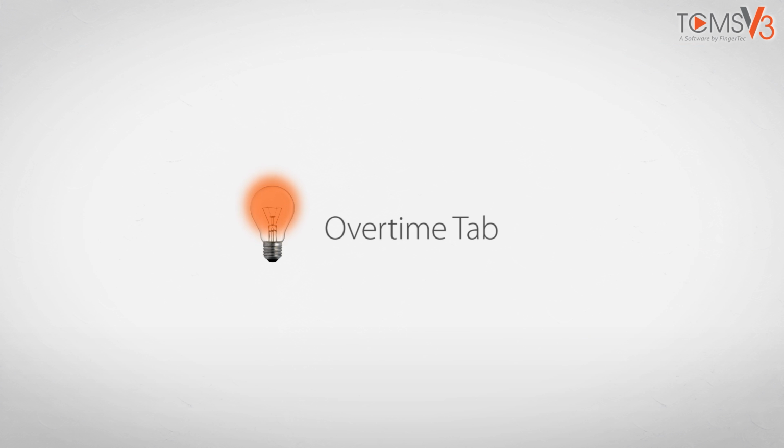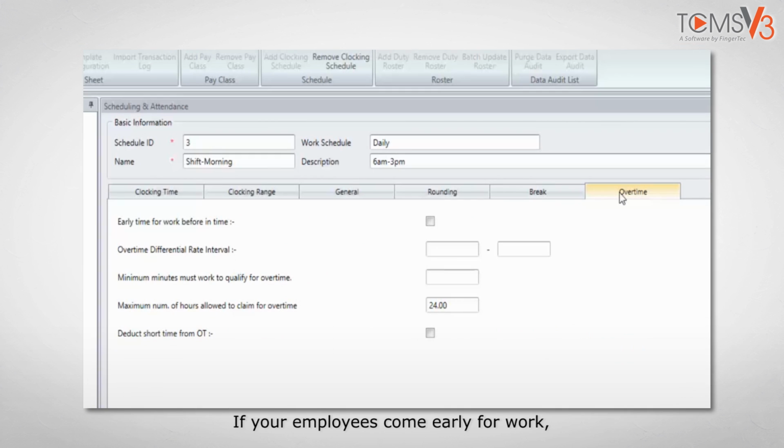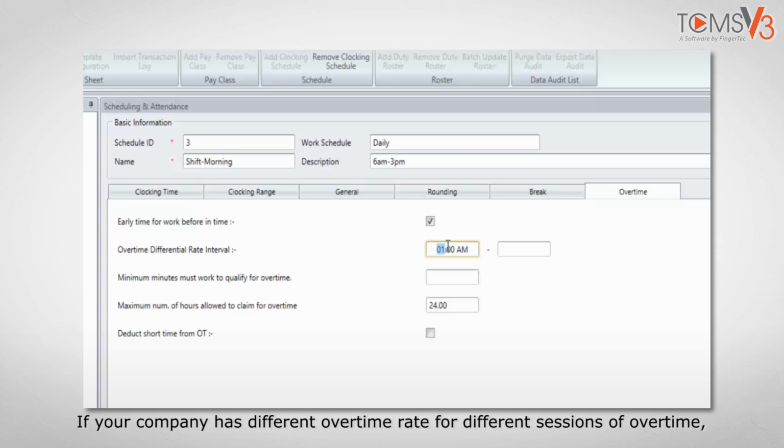Overtime tab. If your employees come early for work, for example they arrived at 8 a.m. and the official in time is 9 a.m., you can allow them to claim for overtime by selecting the option Early Time for Work Before in Time. If your company has different overtime rate for different sessions of overtime, you can define the in and out time for the distinct overtime session.